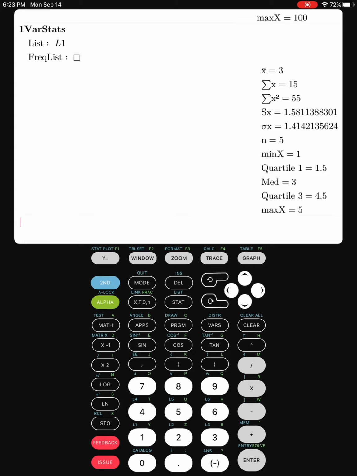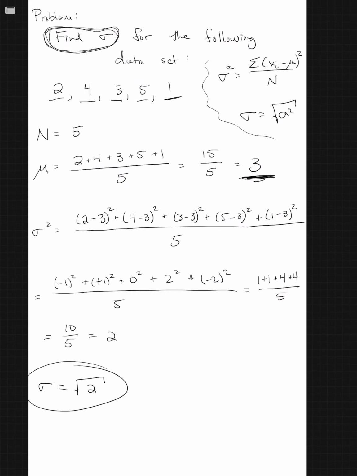So the calculator can find that way easier than we can. It doesn't really do the variance, though you can always just take that number and square it. You'll get some approximation errors, but it will do standard deviation for you here on the calculator. So going back to our whiteboard here, we're going to do another problem.